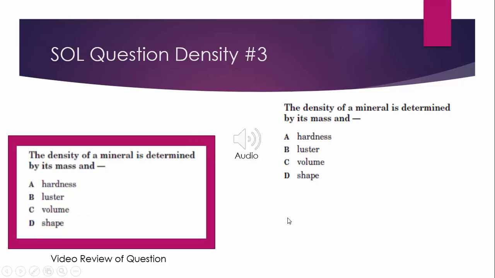The question here is asking you, what two values do you need in order to find the density? Okay, if you go back and remember, density equals mass divided by volume. So the correct choice here would be C, volume.